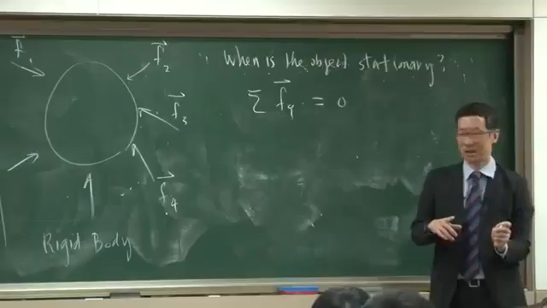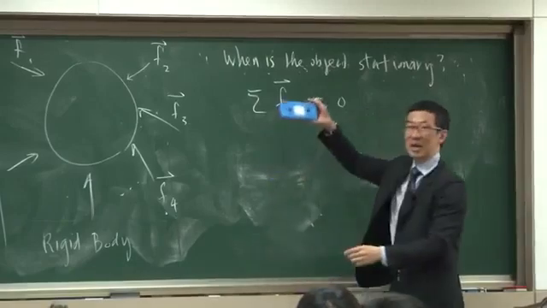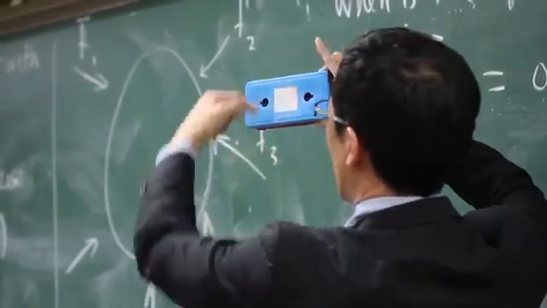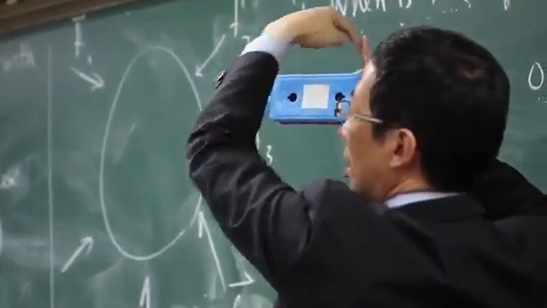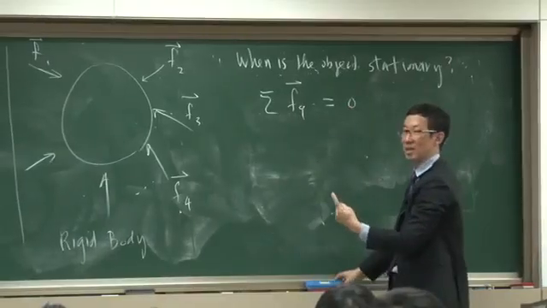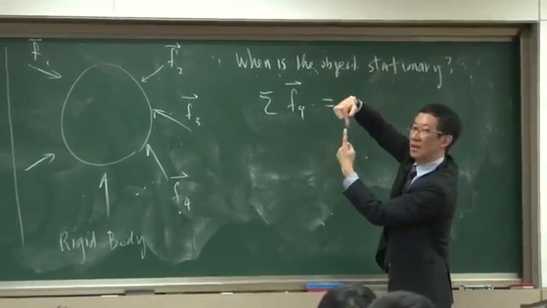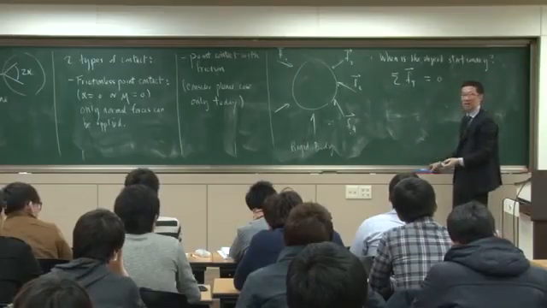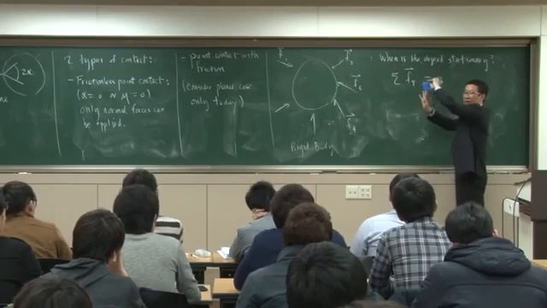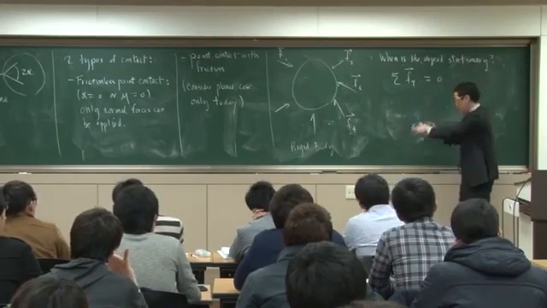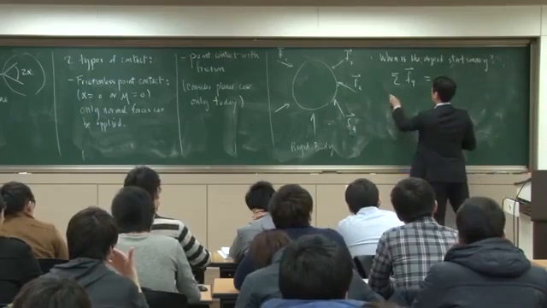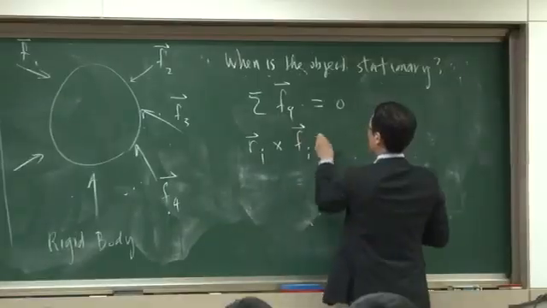Is that enough? Here's an object. Here's a force applied this way, and here's a force applied that way. This force plus that force, they sum to 0. But if you apply a force this way and a force that way, it could rotate. We don't want rotation, so we also need one more condition: the sum of the moments also has to be 0.